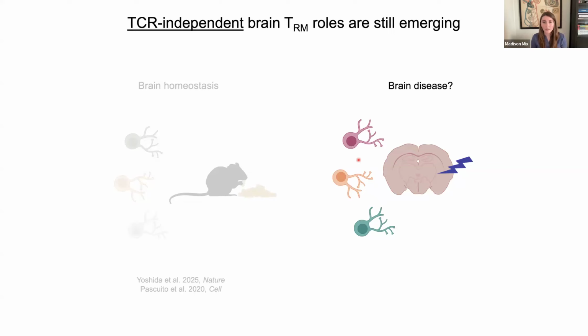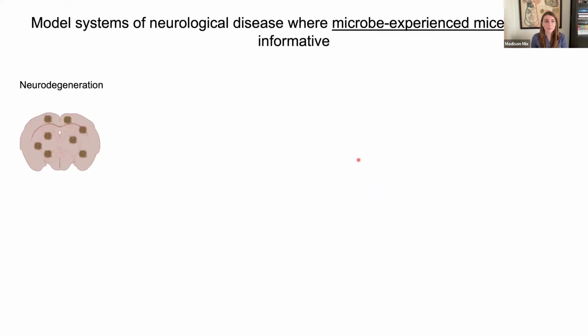Thinking about the fact that in the future, I will be in a clinic, and it's very difficult to disentangle or extract what a patient's prior infectious history has been unless they've been hospitalized, and how that could potentially influence their susceptibility or manifestation of a neurological disease state. And so I think there are a lot of model systems that really do warrant the utilization of microbe experienced mice.